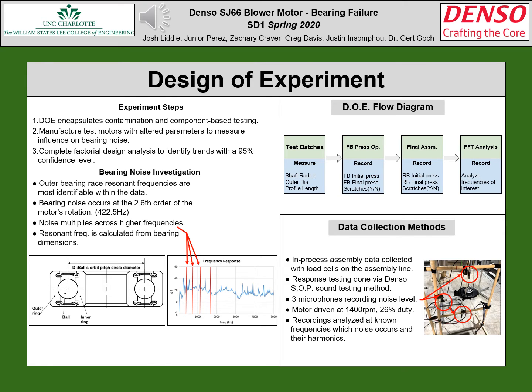Once the testing was completed, the design of experiment required linear regression and a multivariable factorial plan to weigh the influence of each component parameter on the resultant sound level.